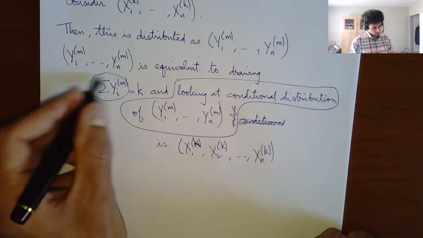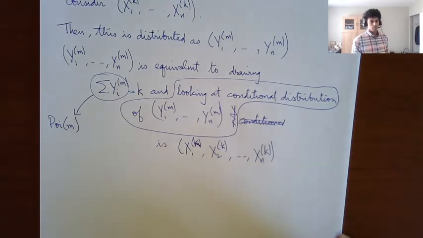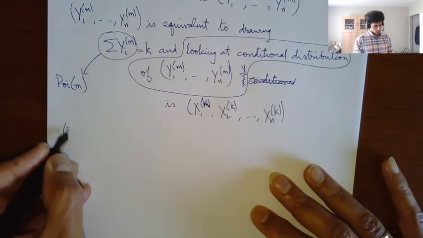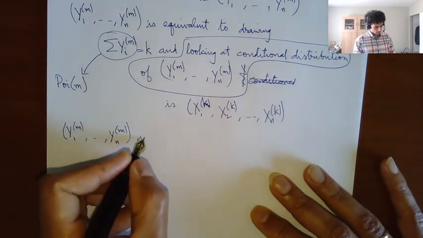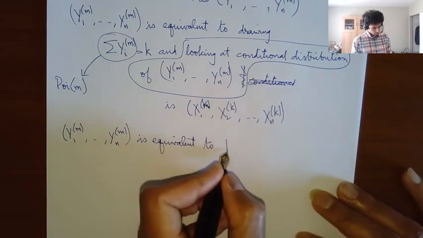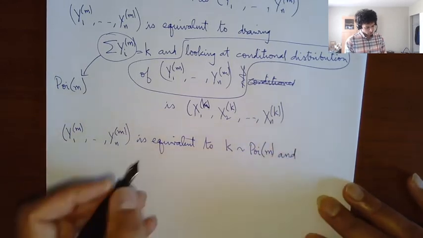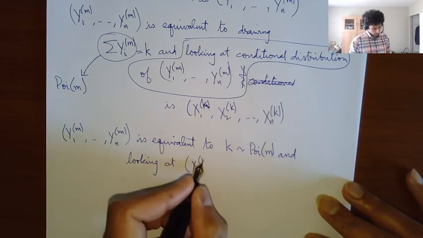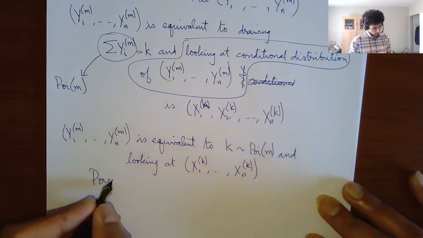And as we discussed earlier, the sum is distributed as a Poisson with parameter m. So I can rewrite this by saying Y1 of m to Yn of m is equivalent to k being drawn from a Poisson of m, and looking at X1 of k to Xn of k. And this is Poissonization.